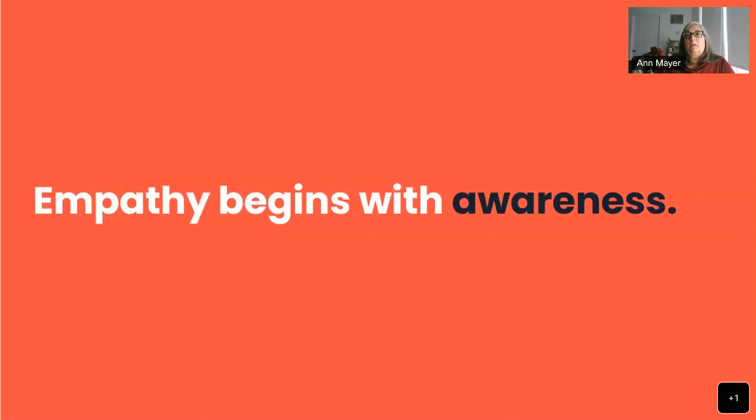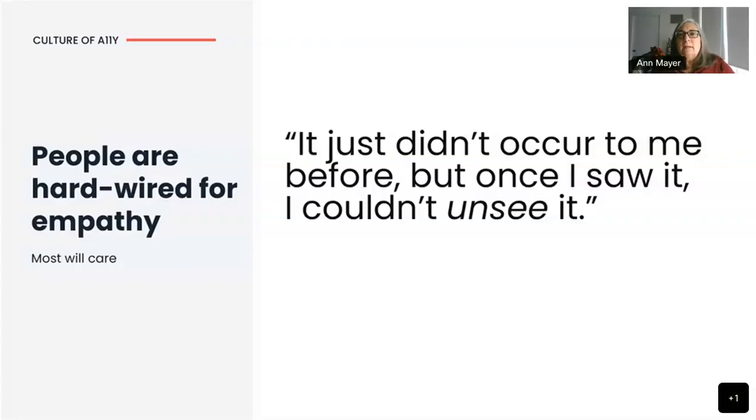First of all, empathy begins with awareness. Remember that elevator. I recently took an informal poll of my coworkers and asked them about their experiences learning about accessibility. I asked, what was it like when you first learned about accessibility? And there was a common theme with several people saying a variation on the same thing. They said, it just didn't occur to me before, but once I saw it, I couldn't unsee it. That's empathy in action.